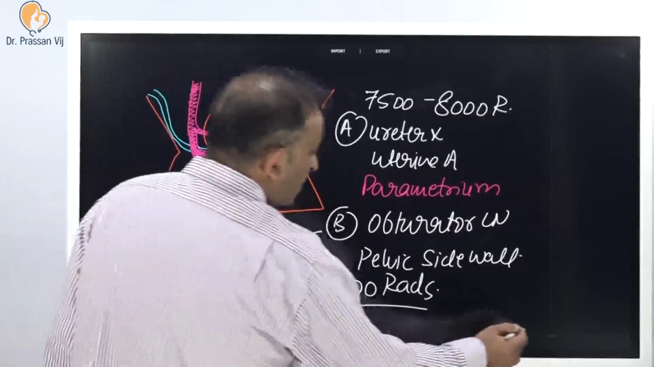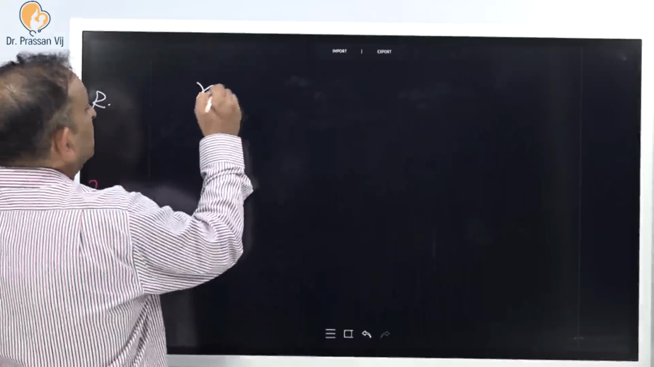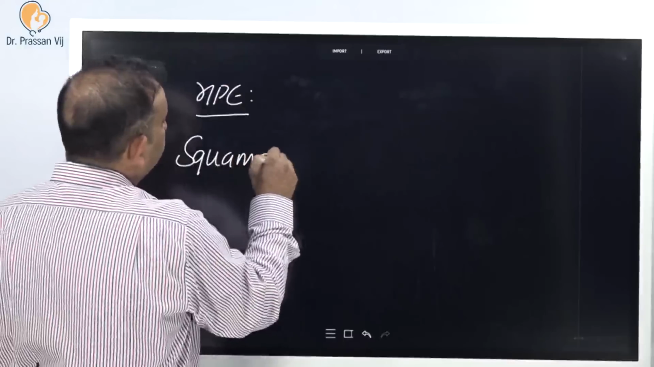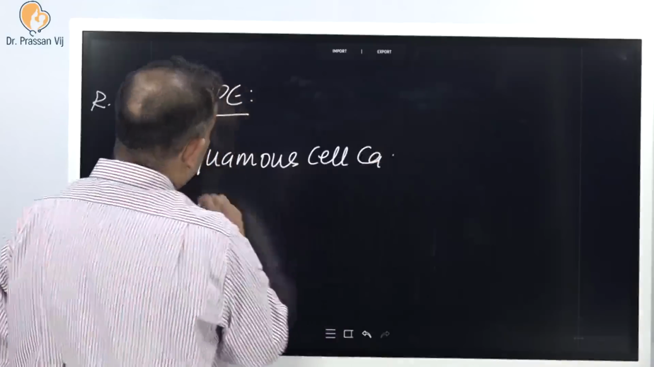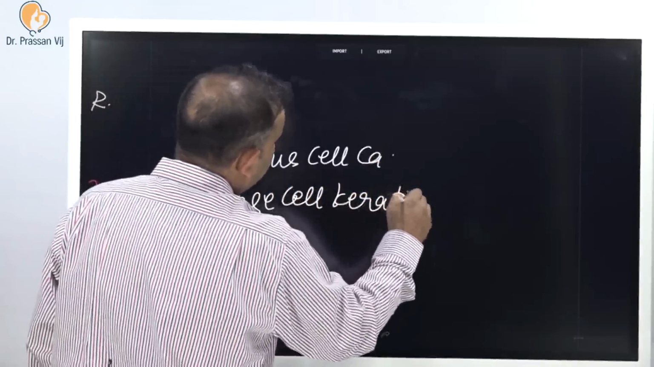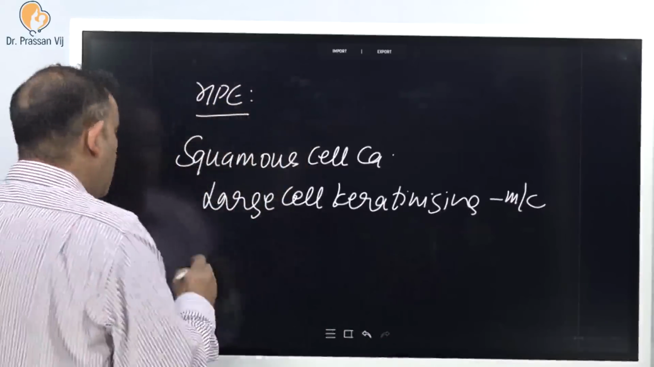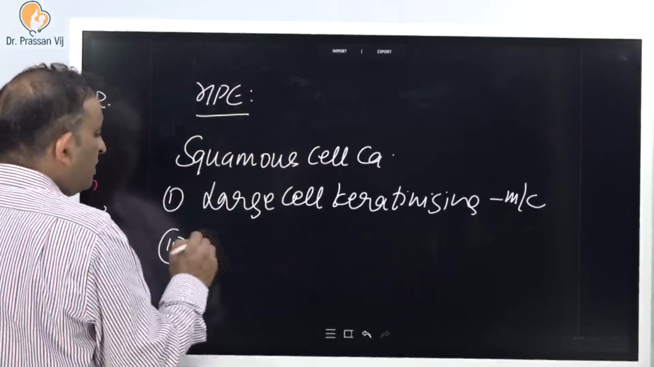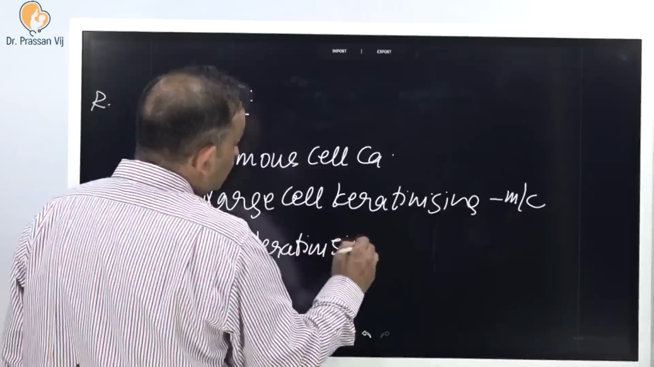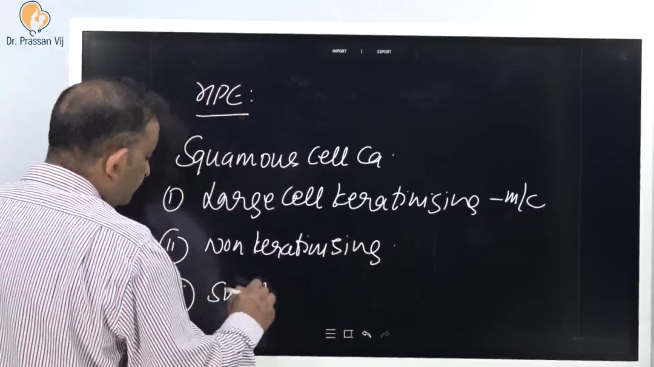CS cervix, what is the most common histopathology? So, histopathology, what is the most common cancer cervix? It is the squamous cell carcinoma, large cell keratinizing. That is the most common. It will have the keratin pearls in it, or it can be squamous cell carcinoma, non-keratinizing variety. That is the second most common type, and the third most common type is the small cell variant.